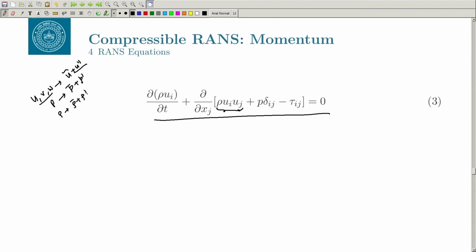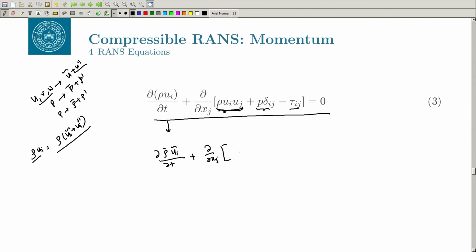So, if you use those relations, this is the only term that is going to create a problem; other terms are self-explanatory. So, you can basically take this rho u_i as rho (u_i tilde plus u_i double prime), and the rho u_i double prime term will go to 0. So the first term will be nothing but rho bar u_i tilde by delta t.